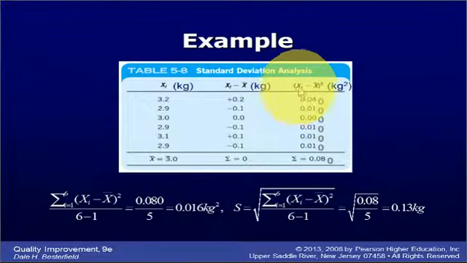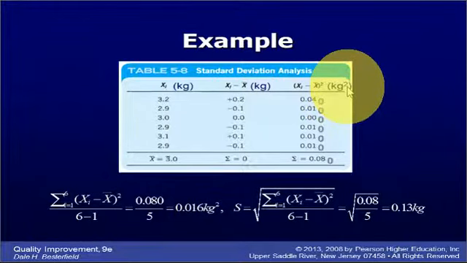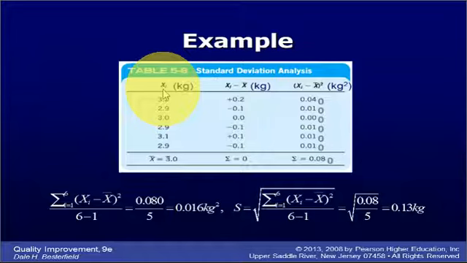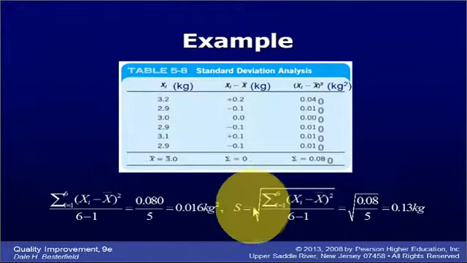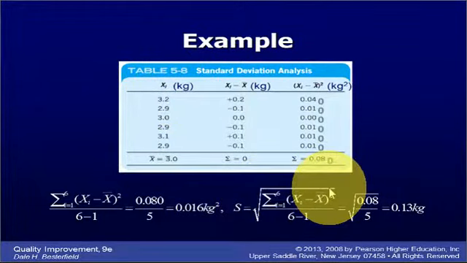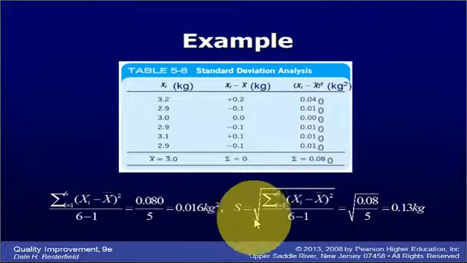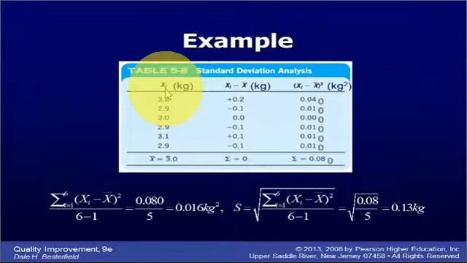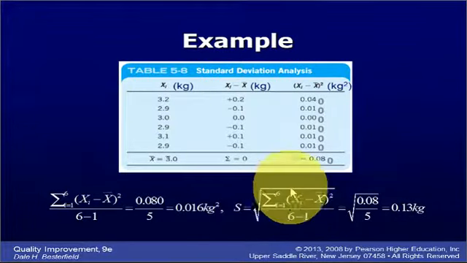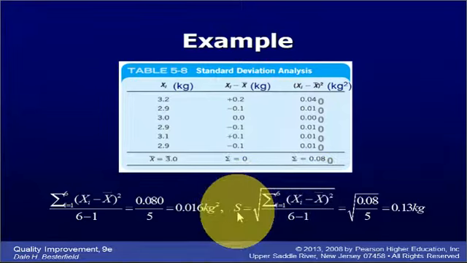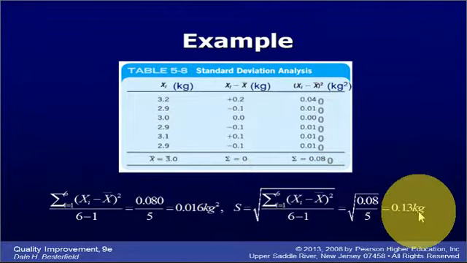So you notice that this value that we calculated is in the unit of kilogram squared, right? So it is no longer the same unit as our observed data. And that's why we need to put a square root here to make the standard deviation have the same unit as our observed data. So if you put a square root here, this standard deviation S is also in the unit of kilogram.